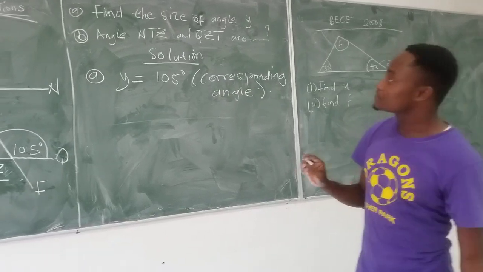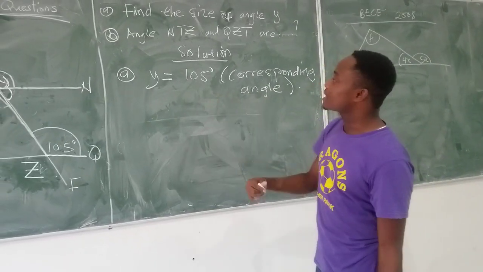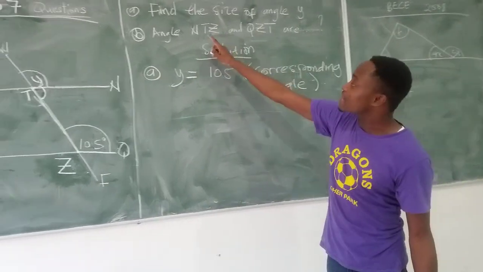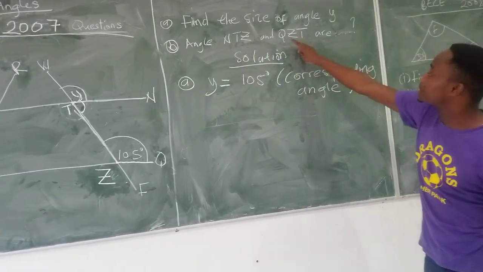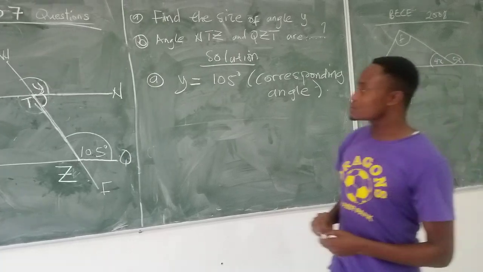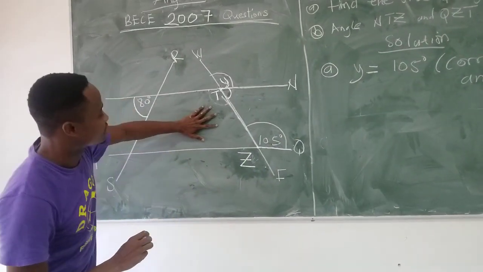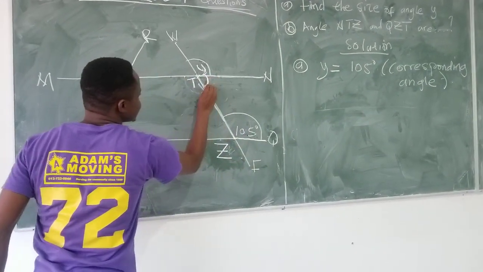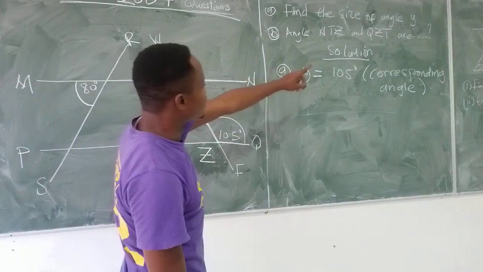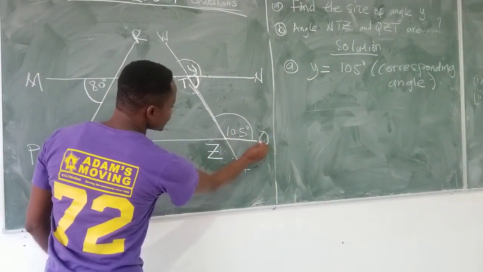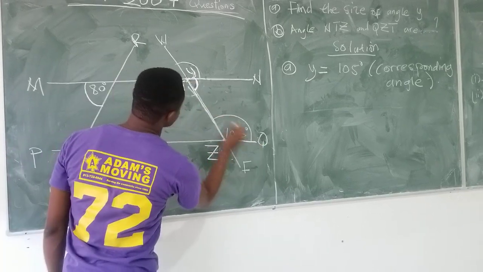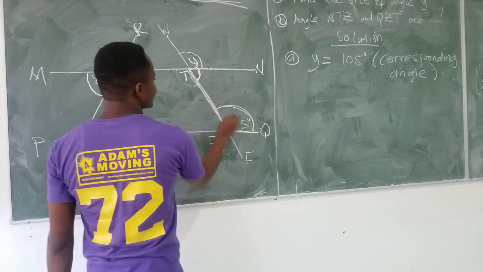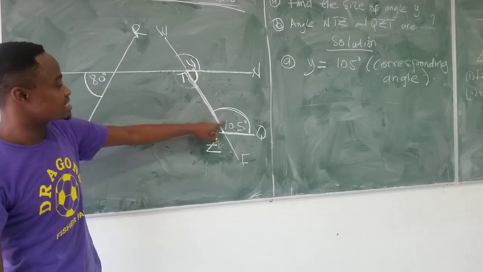The second question says we should find what type of angle forms between these two angles. Now we have NTZ and then we have QZT. So you come to your diagram. We have NTZ, so that is this angle. And then we have QZT: this is our Q, this is our Z, and this is T. So we have this angle. This is actually what we are comparing.